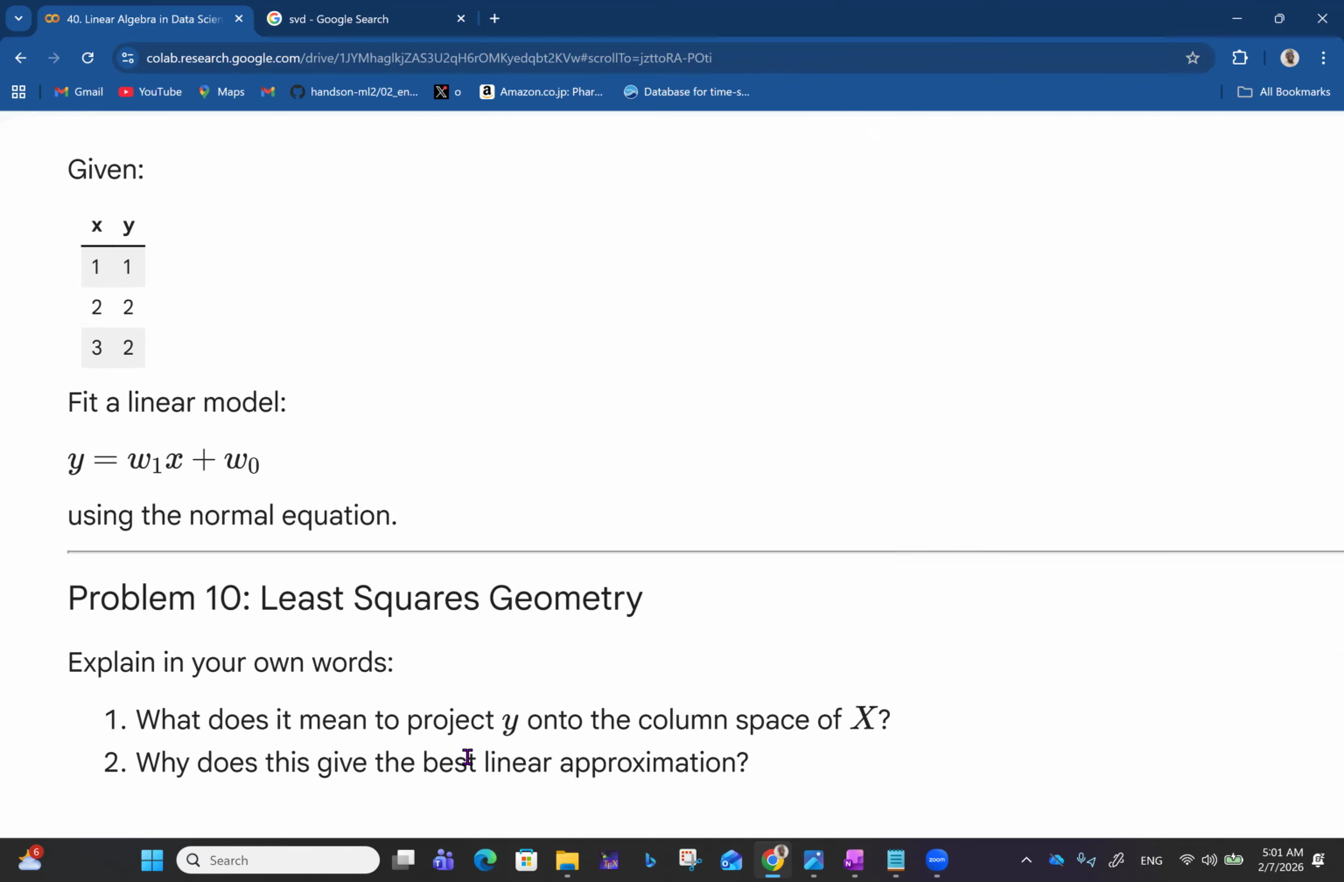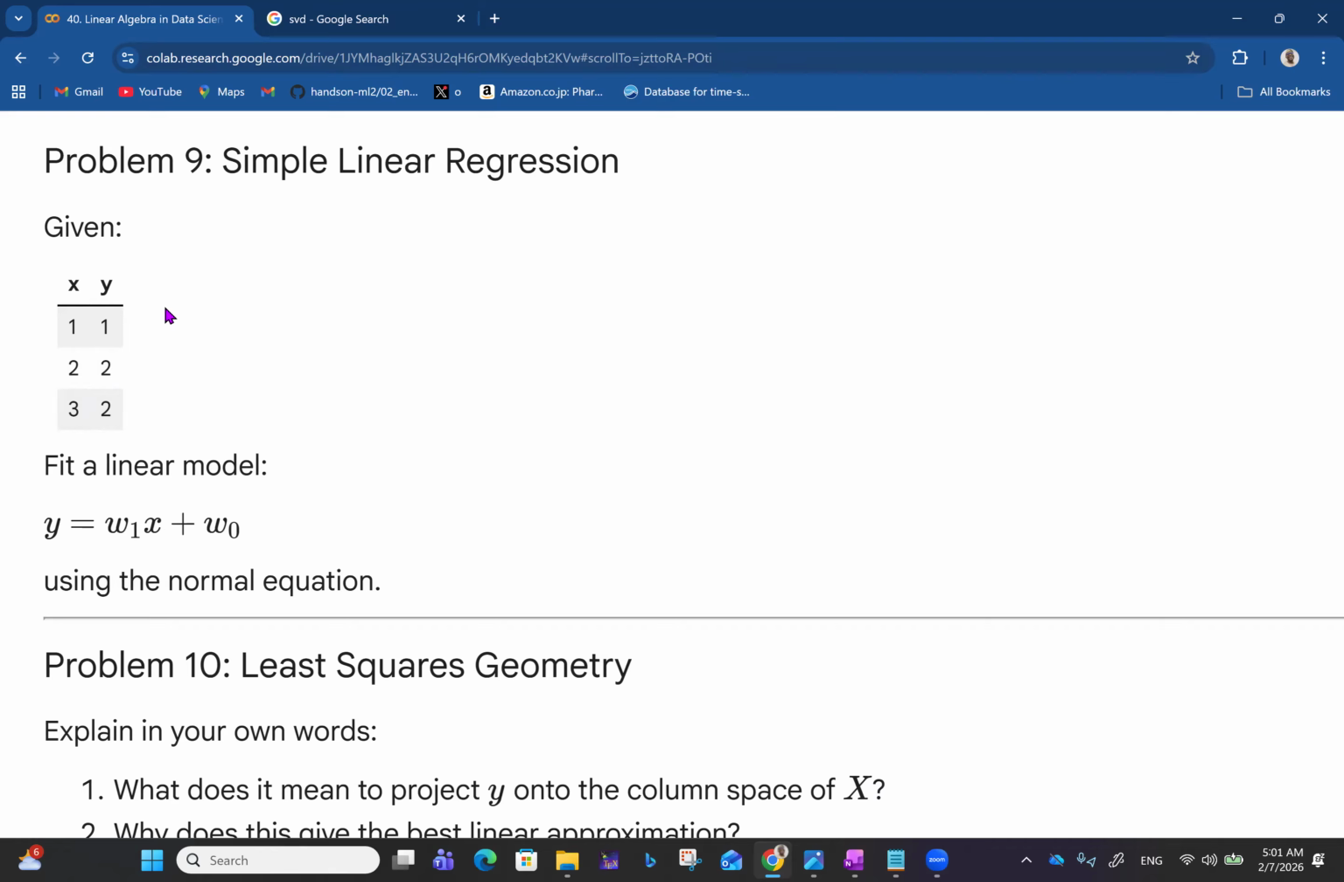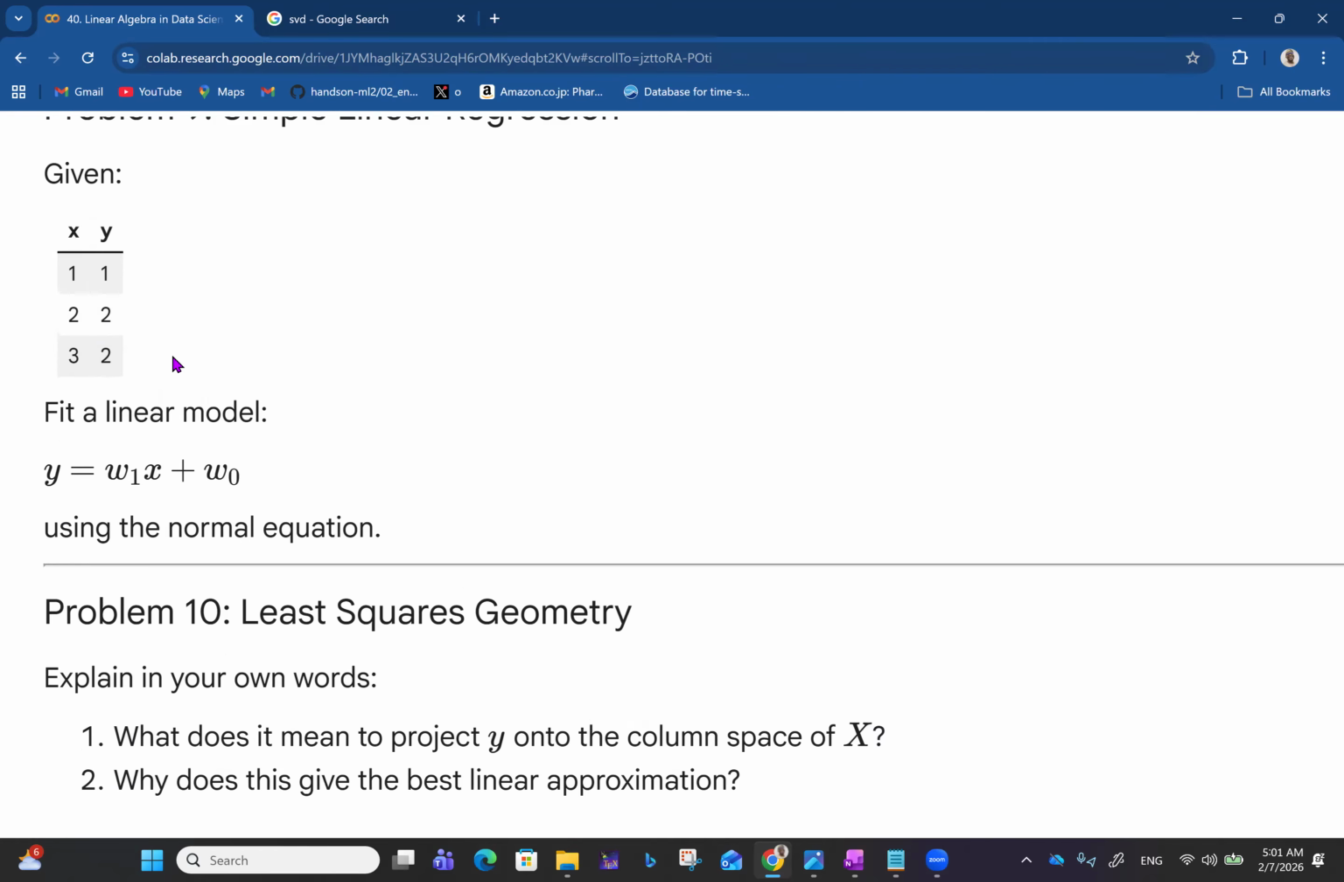Then 9. So for question 9, simple linear regression, you have 1, 2, 3 and 1, 2, 2. Fit the model. We've done that a couple of times, so you want to try that out. You write your x as 1, 2, 3, 1, 1, 1, and then your y is 1, 2, 2. Then you're looking for W1 and W naught, and then you fit that.